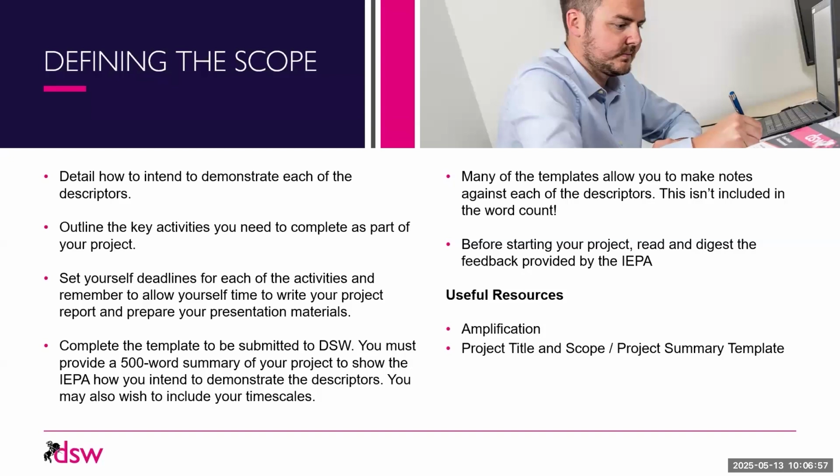So for quite a lot of standards, DSW do provide templates for you to be able to detail the scope of your project. This is usually a 500-word summary on your project, and that's to show your IEPA or your independent endpoint assessor how you intend to demonstrate those descriptors, so essentially what you're going to do. And within that, you might also wish to include your timescales as well, just to show that all that project activity is achievable within the given timescales. So many of these templates also allow you to make notes as well against each of the descriptors. It's a little bit cheeky, but this isn't actually included in the word count. So it's actually a good way to give more information and more context to your independent endpoint assessor when they're looking at your scope.